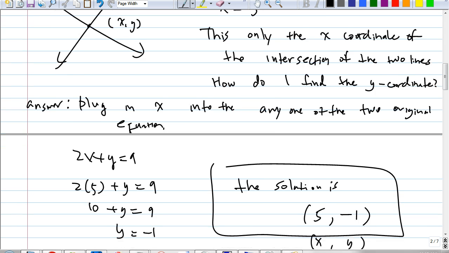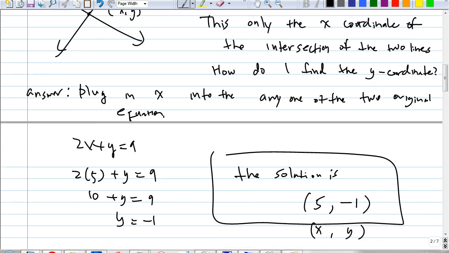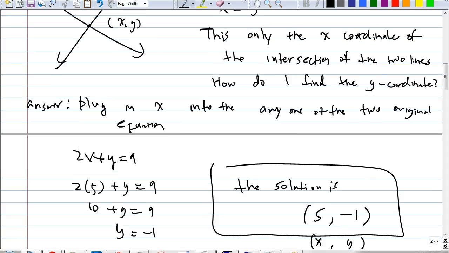So did you all get 5, -1? By the way, when you plug it in. Is that the vertex, or is it just a... No, it's not called a vertex. It's just an intersection. Vertex is for a parabola. Okay, remember? So there it is. That's where the two lines intersect.